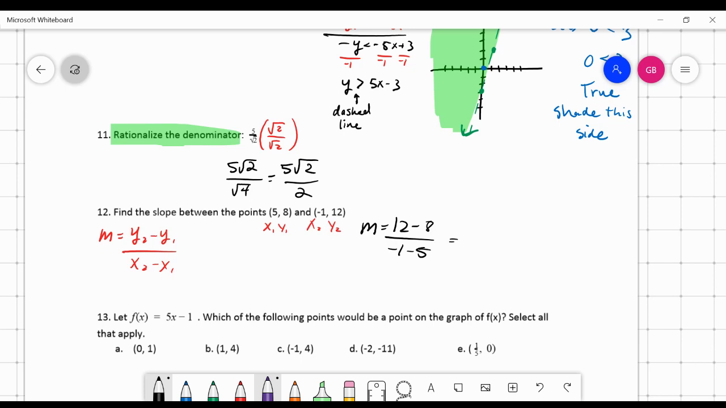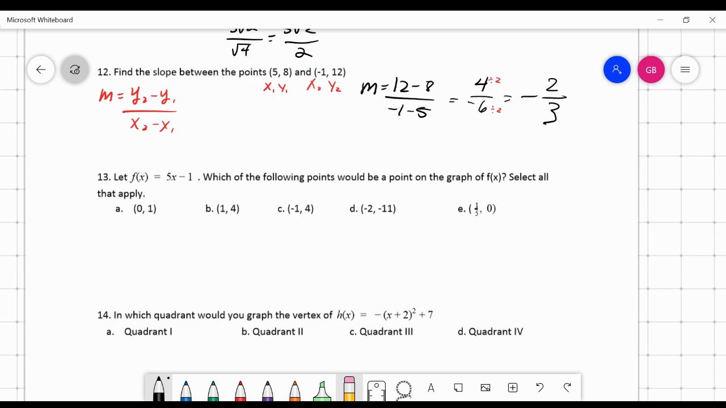And then you simplify. 12 minus 8 is 4. Negative 1 minus 5 is negative 6. Positive divided by negative is going to be negative. Okay, so negative, and then 4 over 6, you could simplify that. You could divide the top and the bottom by 2 to get 2 over 3. So my answer is negative 2 over 3.